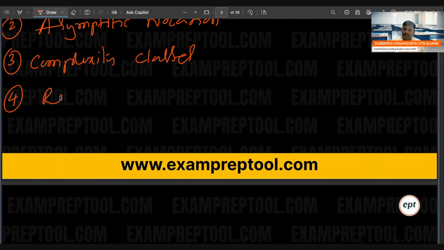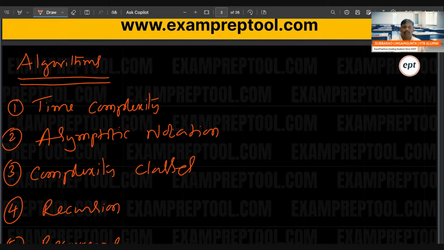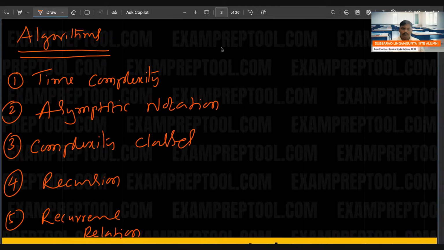Fourth one, we are going to cover recursion. Fifth one, recurrence relation. Sixth one, recurrence relation solving.